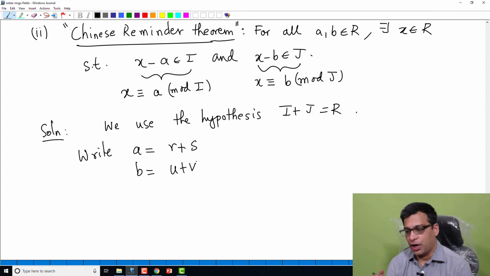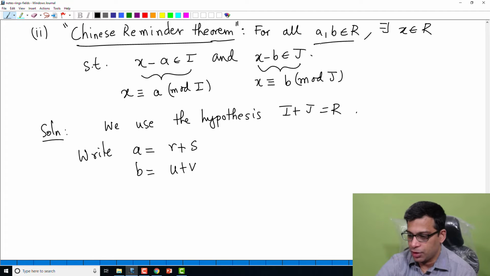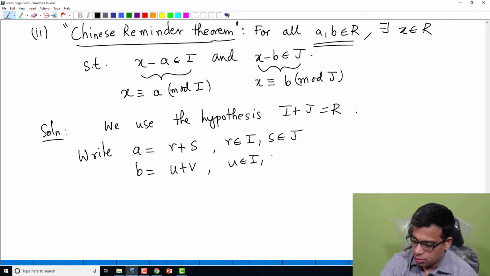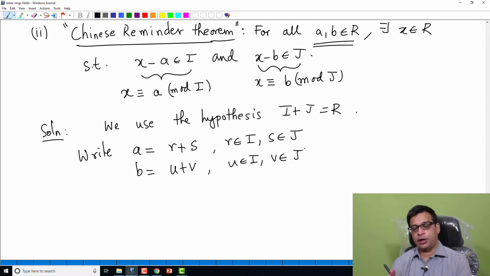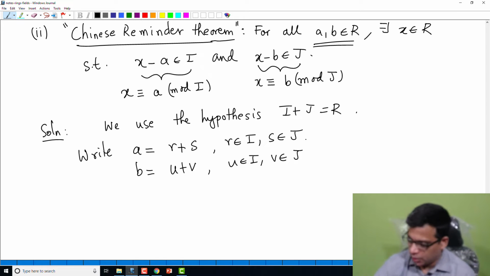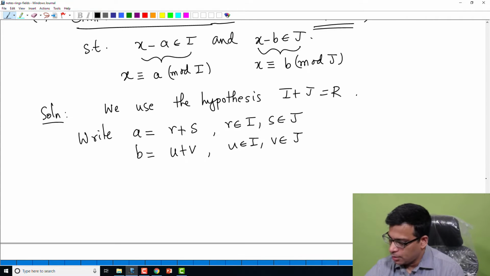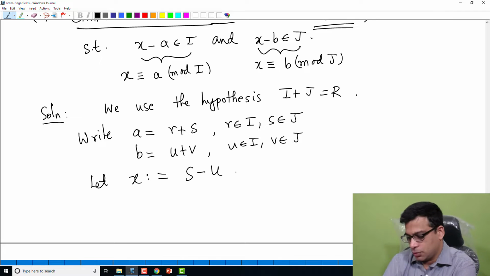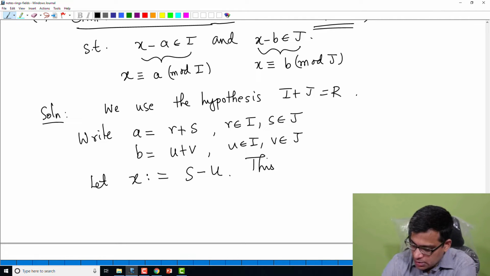So a is a given element of R, and b too. I write a as r plus s, b as u plus v, where r is in I, s is in J, and similarly u is in I, v is in J. That's the point. Every element of the ring R can be written as something in I plus something in J. Now I will tell you how to choose x. Let us choose x to be s minus u. I claim that this x works.